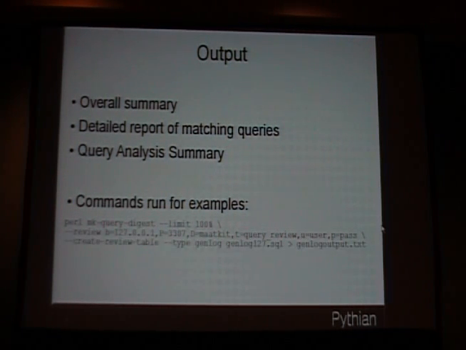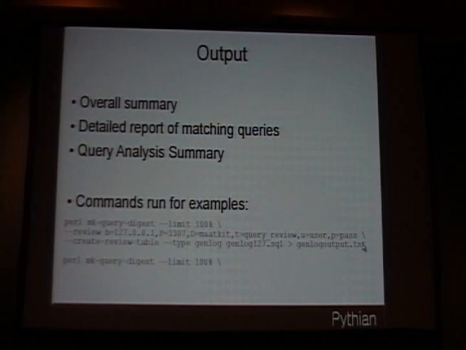Then --create-review-table. So this is just to make sure that it's been created. Otherwise, it'll try to insert into a table that doesn't exist. --type genlog. So this is the type of log that we're going to be parsing, and it is a general log. And it was just called genlog127.sql. And then I captured that into genlogoutput.txt, because otherwise you get pages and pages and you have to scroll back.